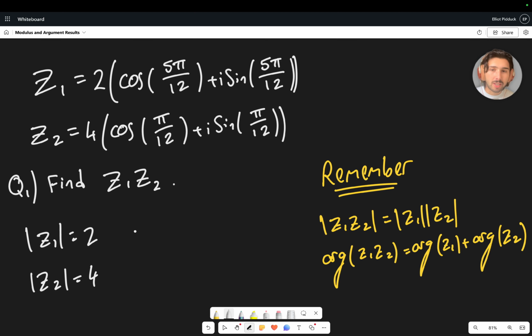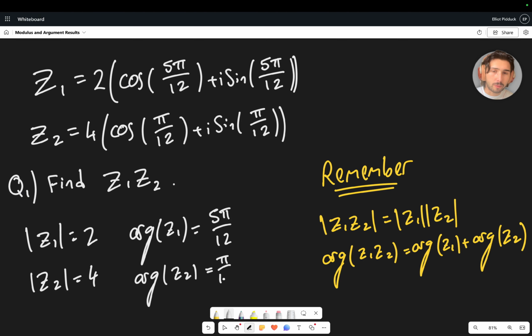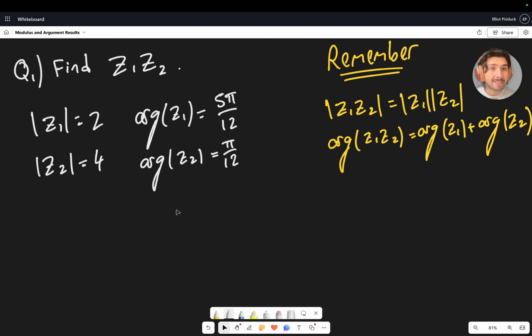Then we need to write down the arguments of each of them. The argument of z1 is the same thing as theta; see my previous video if you need to have a look at how to work out the argument. In this case, the argument of z1 is 5 pi over 12, and the argument of z2 is pi over 12, just by looking at it. So now let's go and look for the modulus and the argument of z1 times z2.